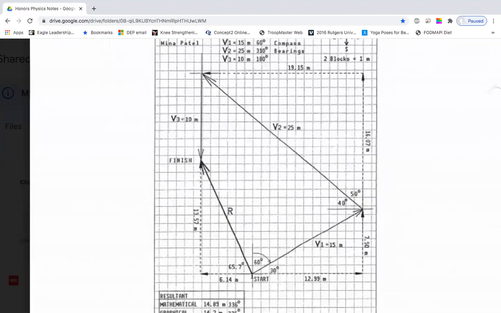It would be pretty easy to do it graphically. All you have to do is use the ruler and measure that line, get your protractor out and measure an angle. But the math, yeah, you break everything up into components. You take this vector here and you go over and up.